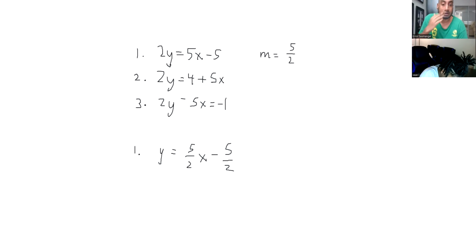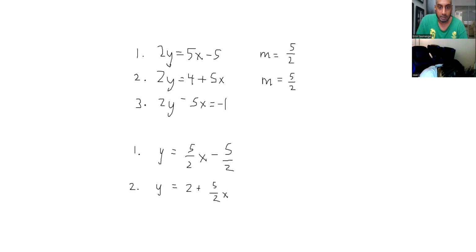Okay. Now, number 2. Let's do the same thing for number 2. We're going to solve for y. We're going to divide every term by 2. So y equals 2 plus 5/2x, right? So that slope is also 5/2 on the second one. So far the first one and the second one are parallel.